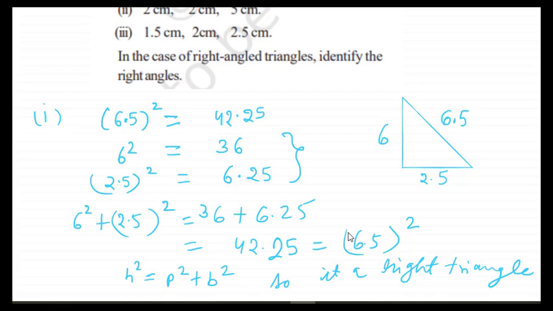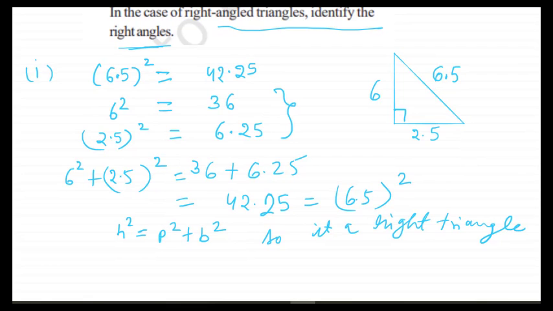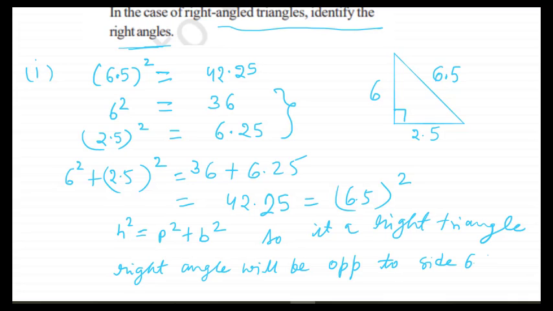And here in case it is a right angle triangle, identify the right angle. So where will be the right angle? The right angle will be opposite to 6.5, the side which is 6.5. So right angle will be opposite to side 6.5 centimeters. So this way you will do these questions.